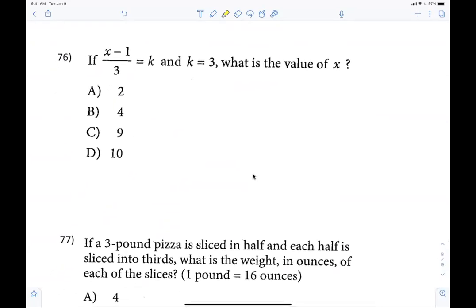Read it for me. Yeah, Andrew, you're up. So let's just write it. X minus 1 divided by 3 equals 3. Do you agree with that? And so now your job is to simply tell me, what do you think X would have to be?